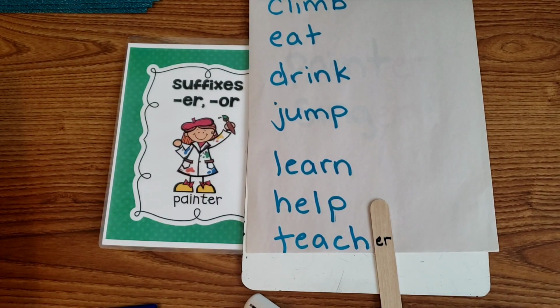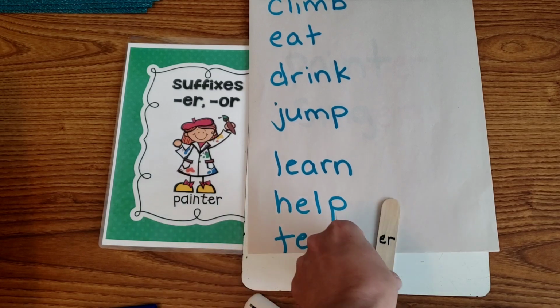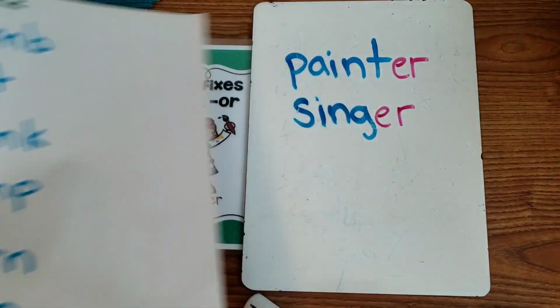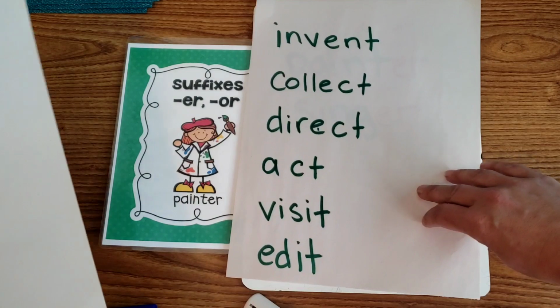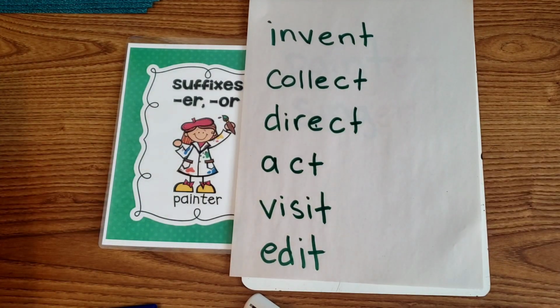Now, there are some times when we use OR, and there's no set rules for using OR. There are a few, but again, there's exceptions to those rules. It's really kind of a pain.